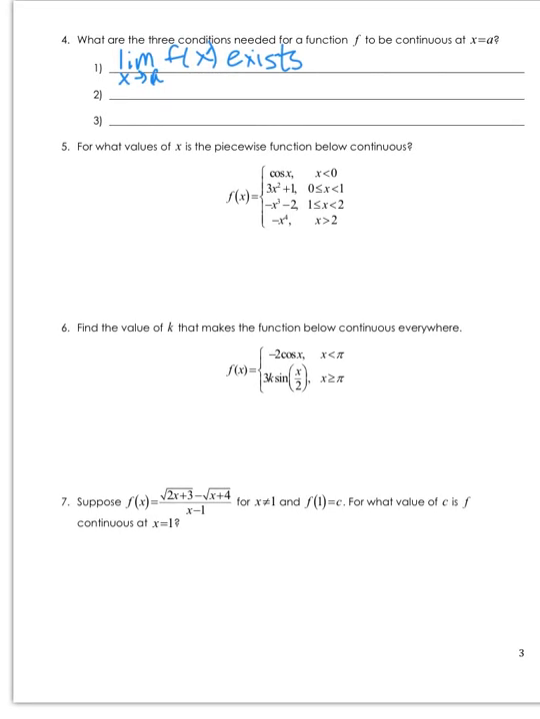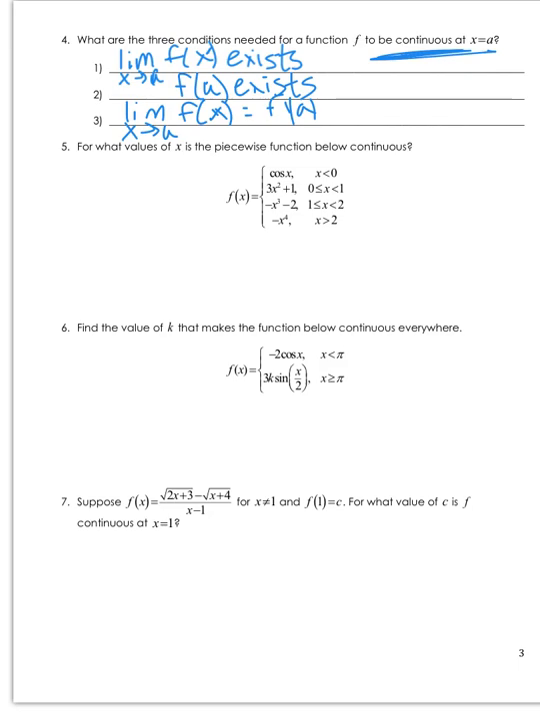Number 2, f of a exists. That has to be true. And then the last thing is that the limit as I approach a has to equal f of a. So not only does the limit have to exist and f of a has to exist, but they have to equal each other in order for the function to be continuous at that particular value. We're going to do that right here in this problem.